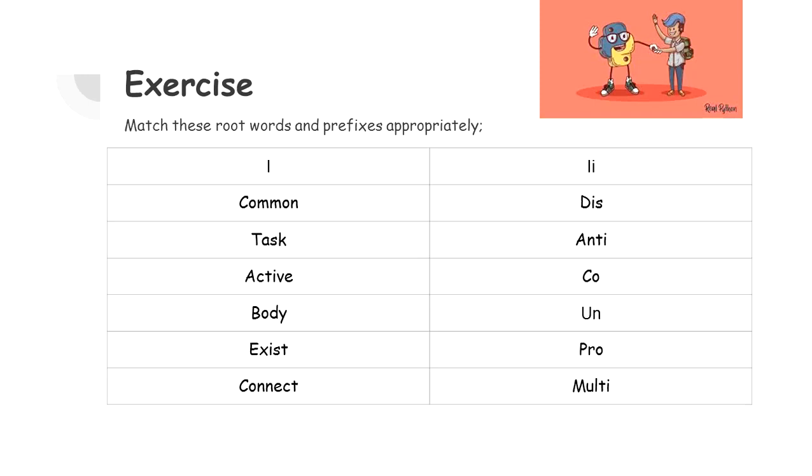It says you should match these root words and prefixes appropriately. So we have words like common, tasks, active, body, exist, connect as the root words on the left side of your screen. And we have words like this, anti, co, un, pro, and multi as the prefixes on the right hand side. So match them accordingly.